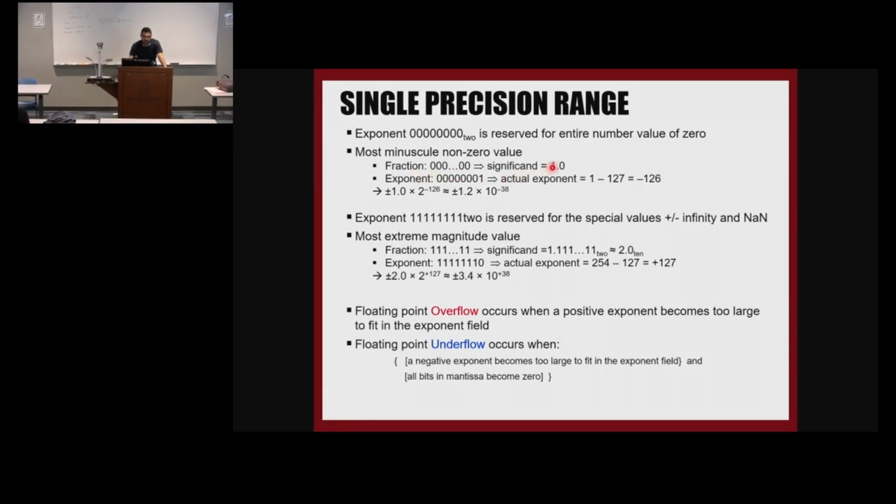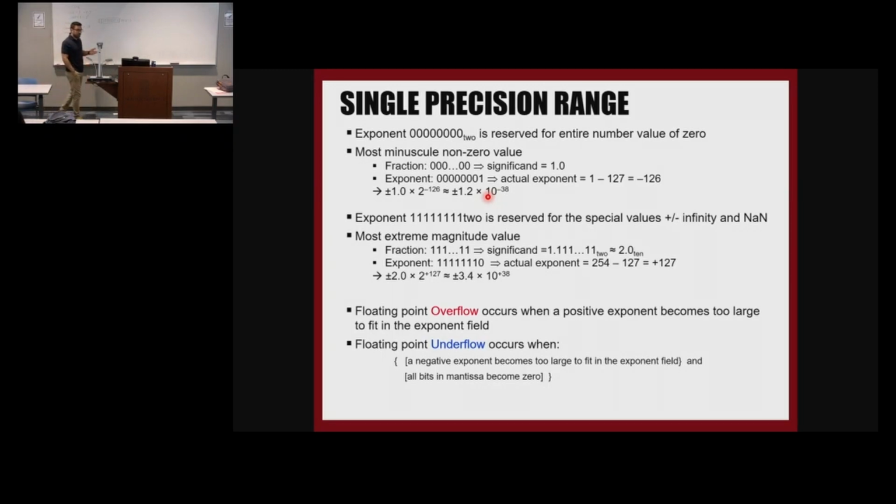And the smallest fraction we can have is when everything is 0. So your significand is going to be 1.0. You have a fraction of 0 and an exponent of 1. That is the smallest number that we can show in single precision floating point representation. And that number is going to be positive or negative 1 times 2 to the negative 126, which is almost equal to 1.2 times 10 to the negative 38. So this is the smallest number that you can show with single precision floating point.